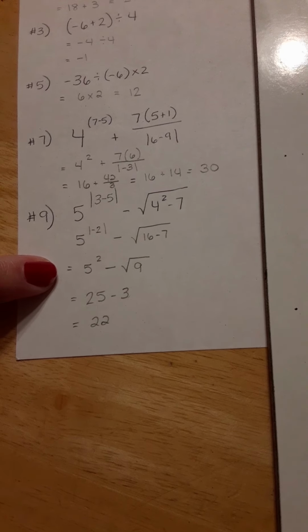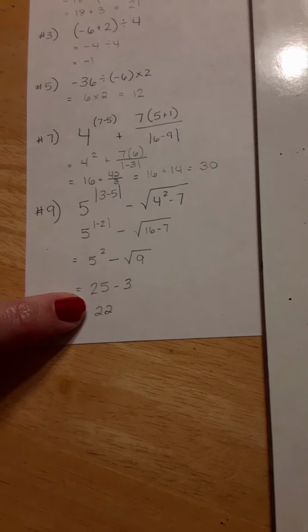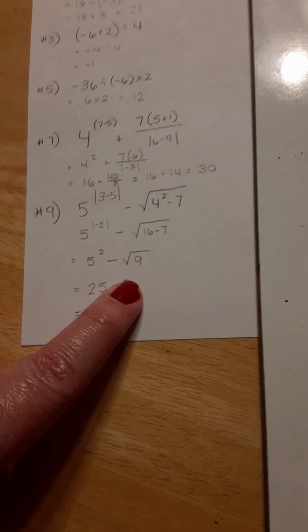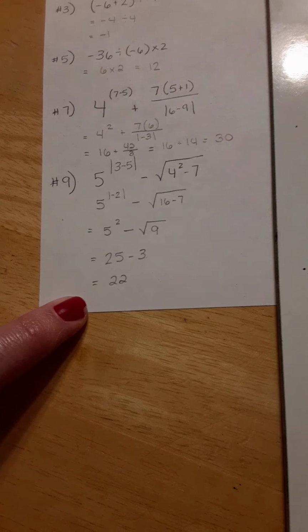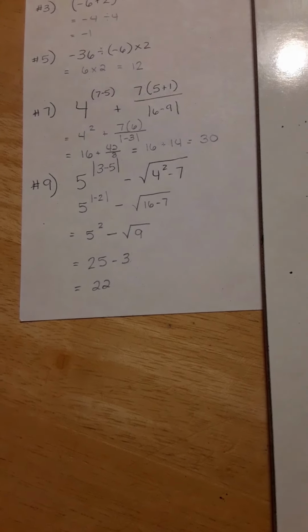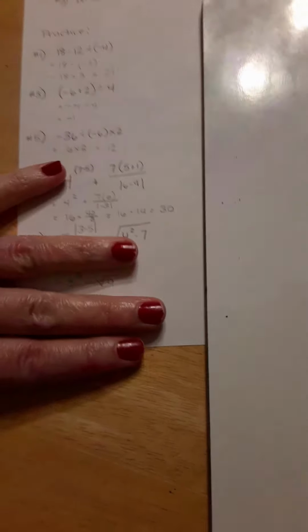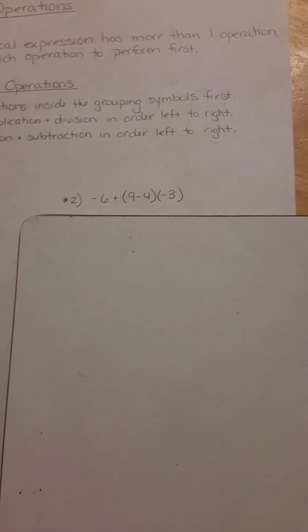Okay, now looking at what we have, I need to find what the square of the 5 is, which is 25. Take the square root of my 9, which is 3. Now my very last step is to subtract them. And so I get an answer of 22. Okay, let's go back and we'll do the problems on the right side. And let's see if you can get the same answers that I get here.